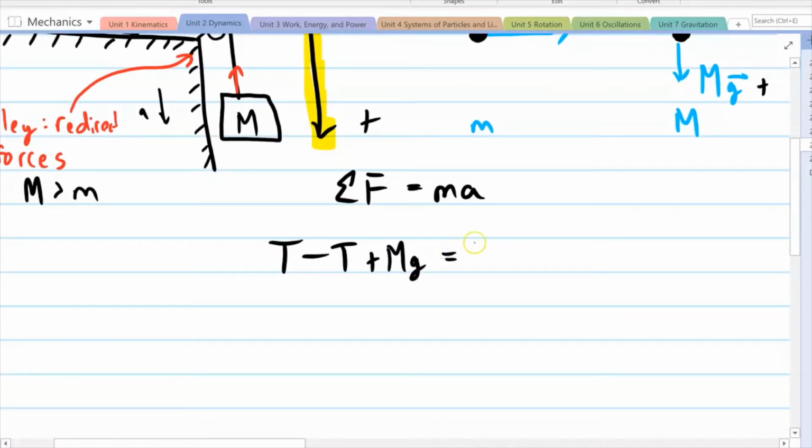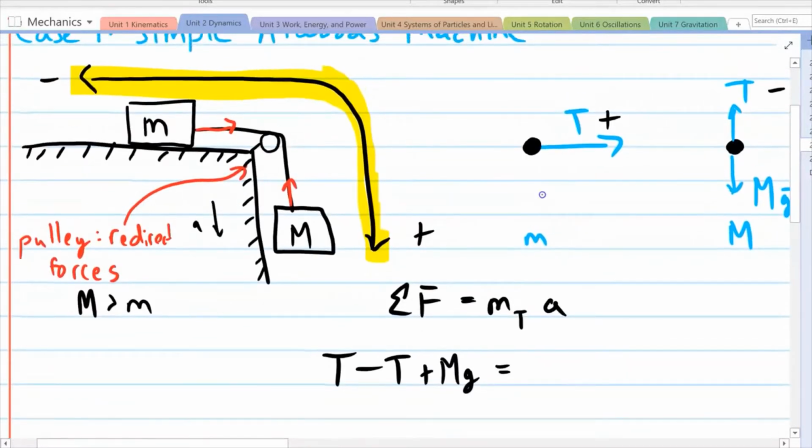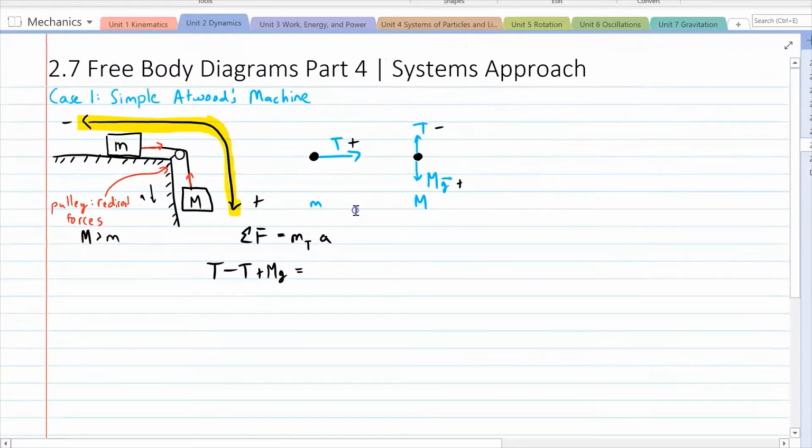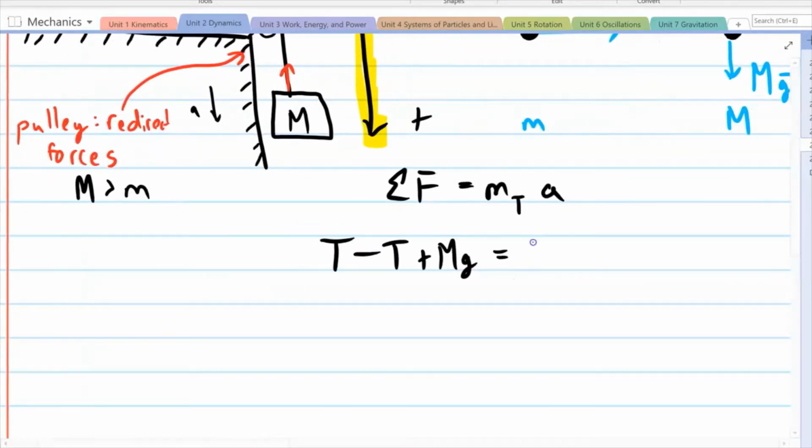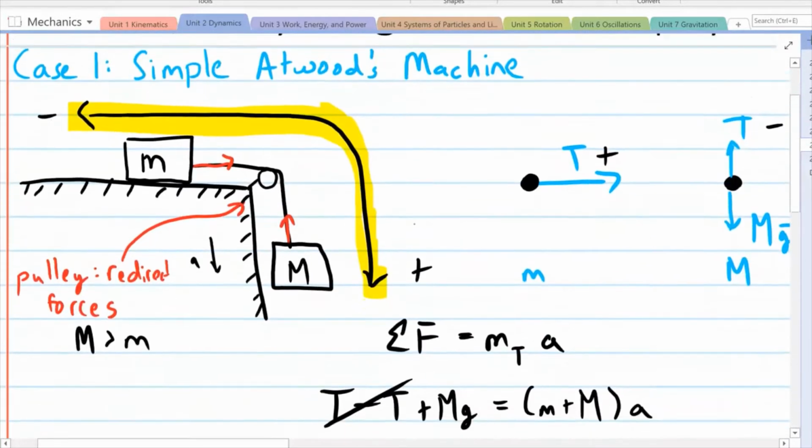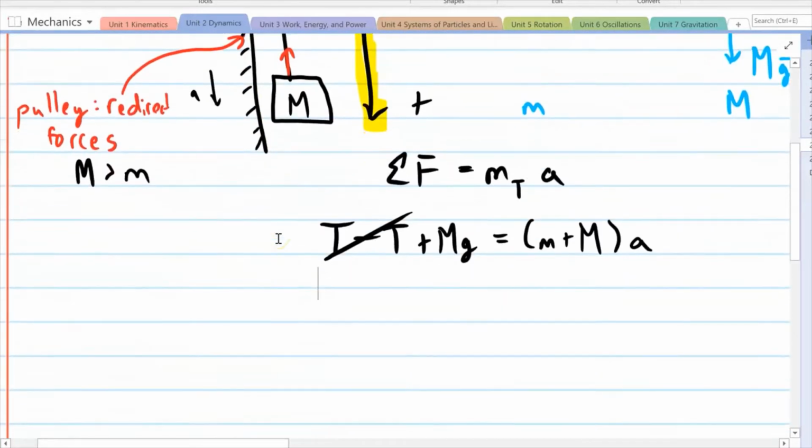And then it's equal to ma, but the m is actually special. It's the total mass of the system. This is why we call it the systems approach, because we want to take into account the total mass of the whole system accelerating, not just one object. So I can write it as the sum of the masses, m plus M. And then we see something pretty interesting: the tensions cancel out, and that's usually the case with the systems approach, especially with Atwood's machine, that the tensions will cancel out somewhere. And now we can just solve for a, and let's see what we get. I'm going to draw it in blue.